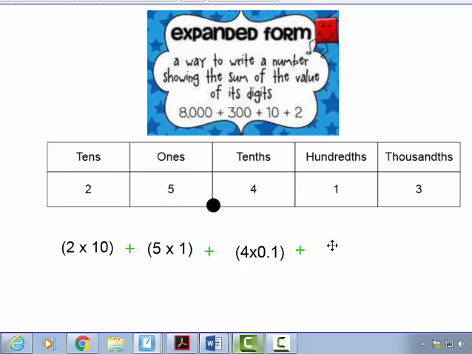The next one we're going to add is our digit 1 in the hundredths place, so it's 1 times 1 hundredth. And then finally, we have our digit 3 in the thousandths place, so we're going to add 3 times 1 thousandth. Now you don't have to write them all as decimals. You also have the option of representing them as fractions. 4 times 1 tenth, 1 times 1 hundredth, and 3 times 1 thousandth.